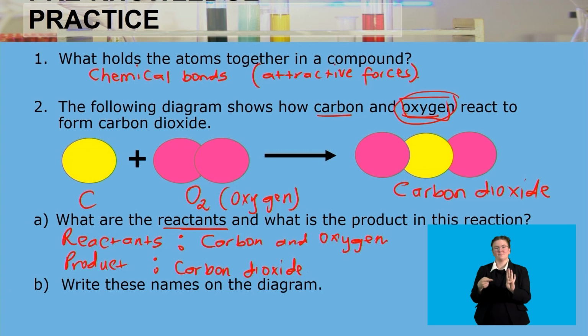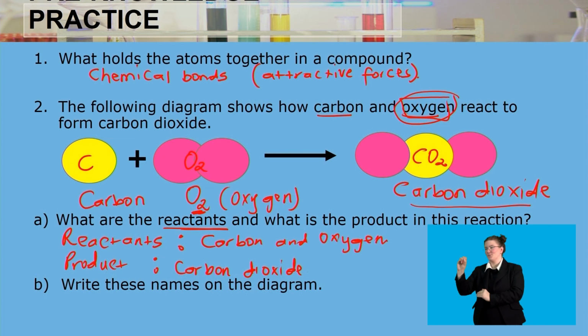Then question B says, write these names on the diagram. So we have already said that the product is carbon dioxide, so that's the first name. And then the reactants, that's your oxygen, which is O2, and your other reactant is going to be carbon. So the chemical symbols for all of these things: we have C for carbon, O2 as written there, and CO2. That means we have one atom of carbon and two atoms of oxygen.